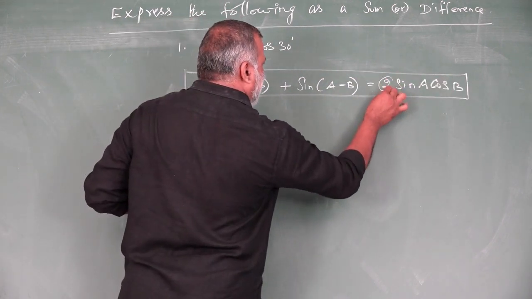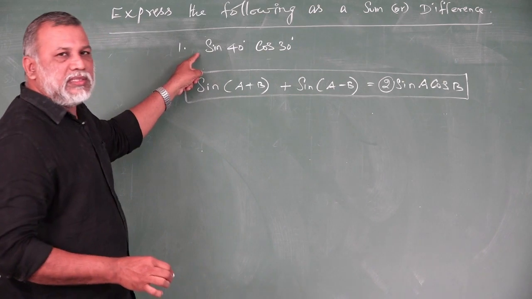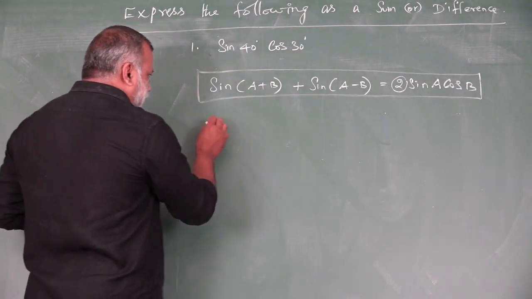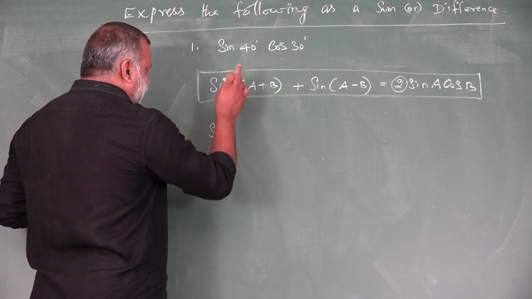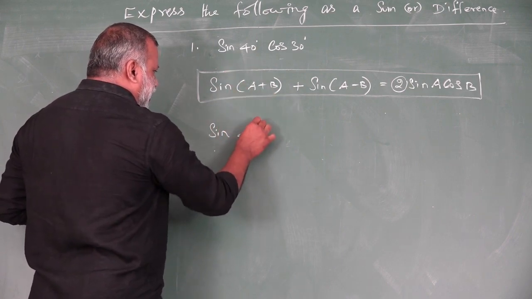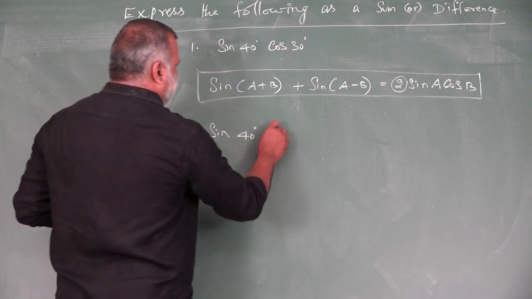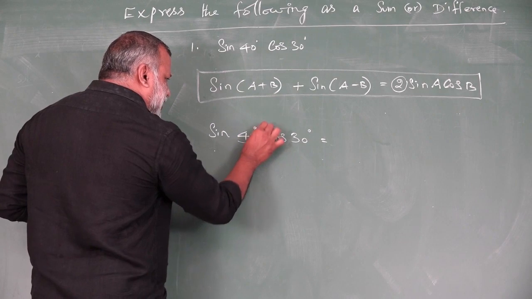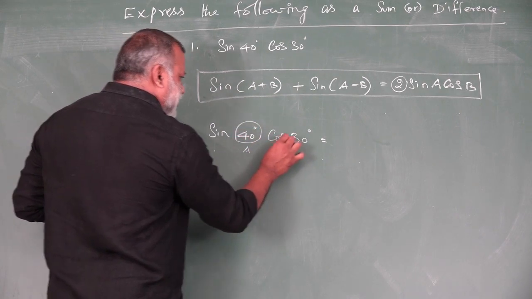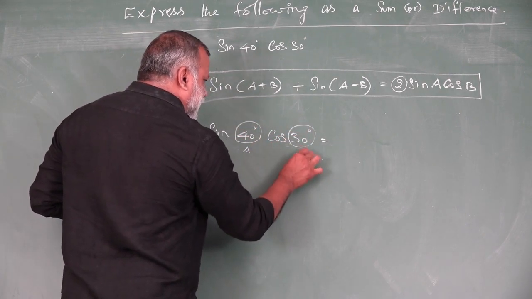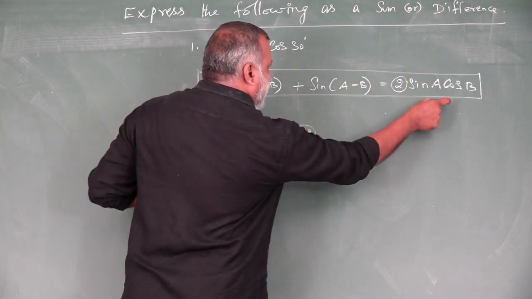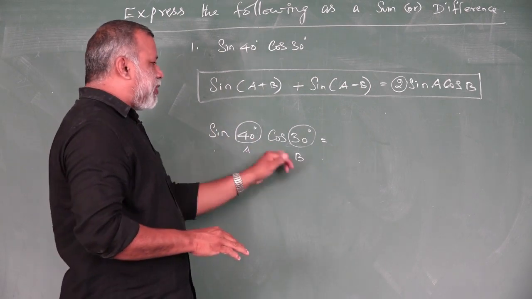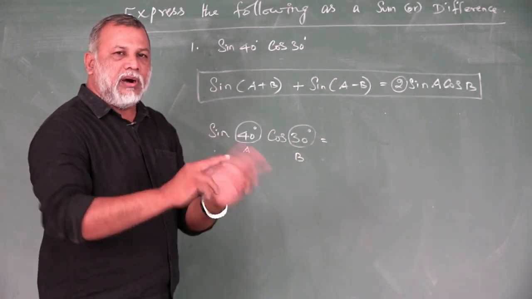Now see 2 sin a cos b. Suppose this 2 is not given, as in the question. It will be divided on the other side. So now I can write sin a, with a as 40 degrees, and cos b, with b as 30 degrees. Consider this is angle A, this is angle B. Relate with this formula. This product can be expressed as a sum or difference. That is the question. So given is a product, the answer must be a sum or difference.